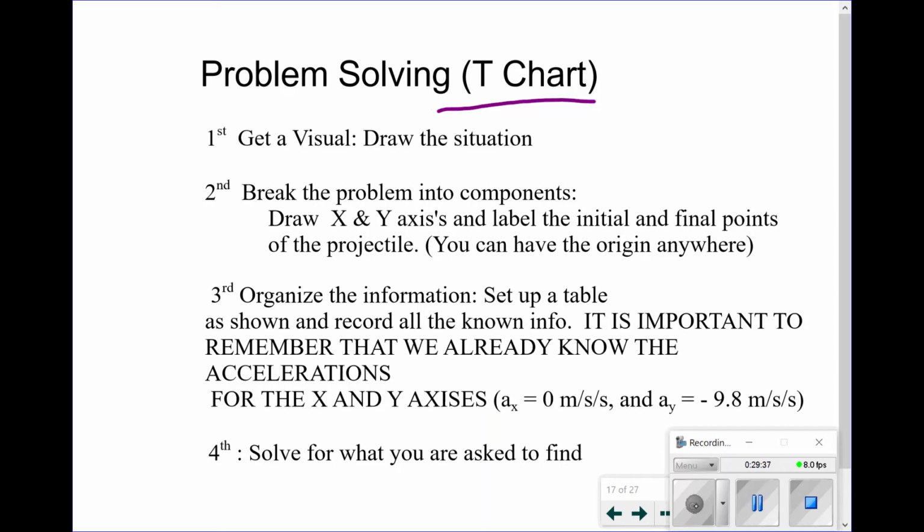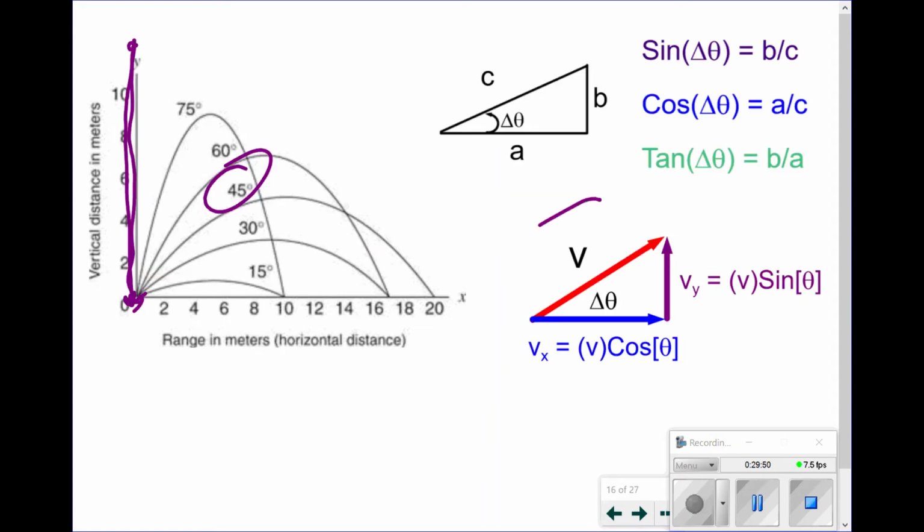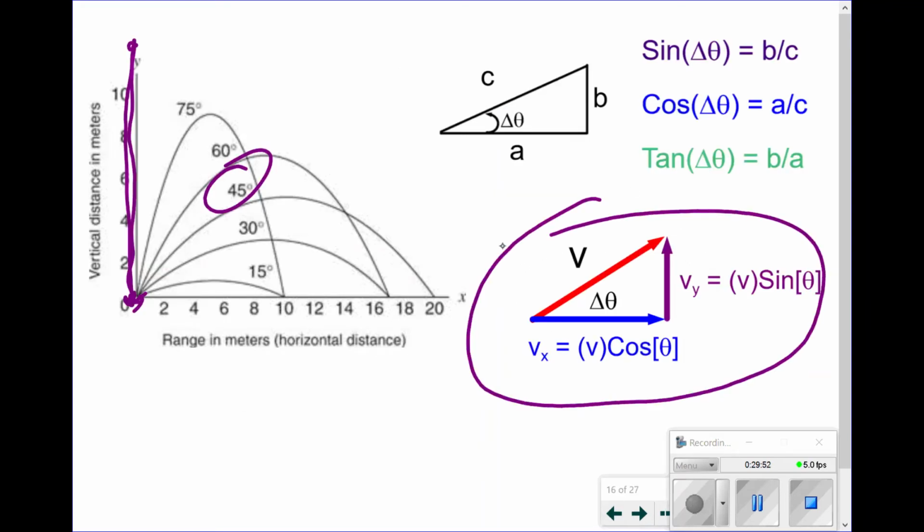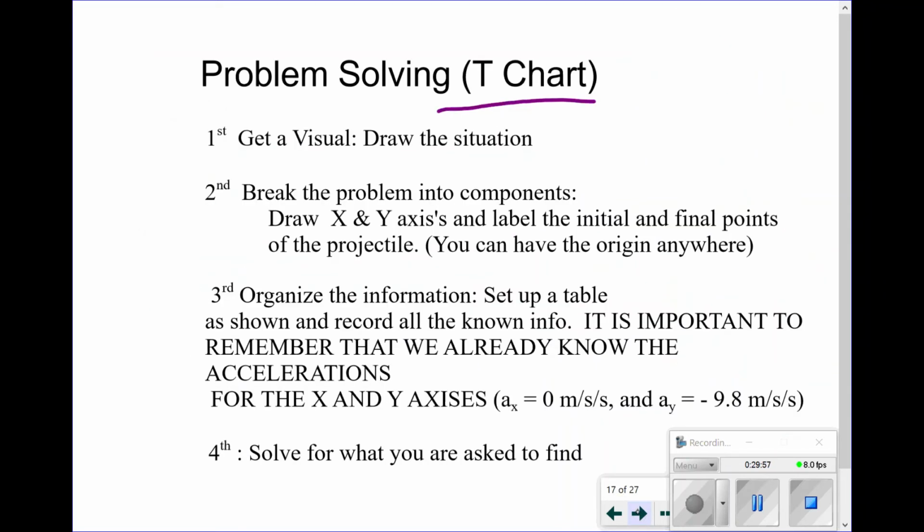So I'm going to draw out any velocity that is at an angle. I'm going to draw it as a right triangle where I'm going to label the X and Y values, and I'm going to solve them using sine, cosine. Remember, we can always use sines and cosines to break my vectors up into X and Y components. The next thing is I'm going to organize my information. All my X information goes on one side of my T-chart, all my Y information goes on the other.